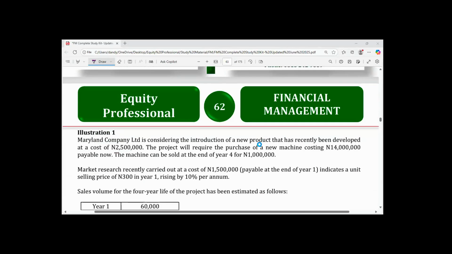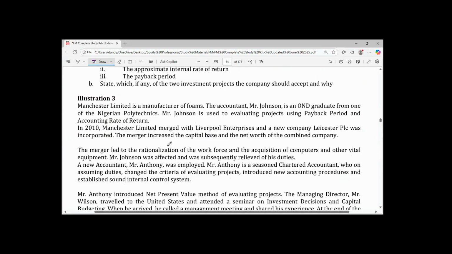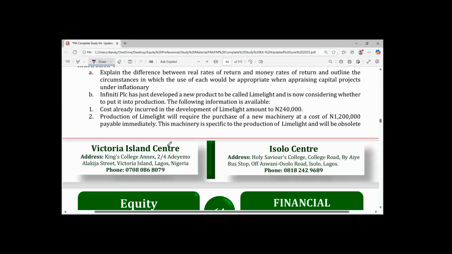Let's have a question that involves project specific. You know, I promise you that when we go to capital budgeting, we are going to solve another question where you have capital budgeting and then project specific together. It's not in this material.